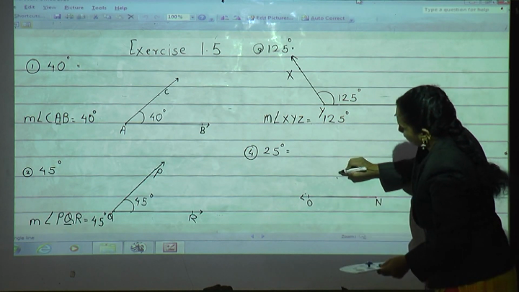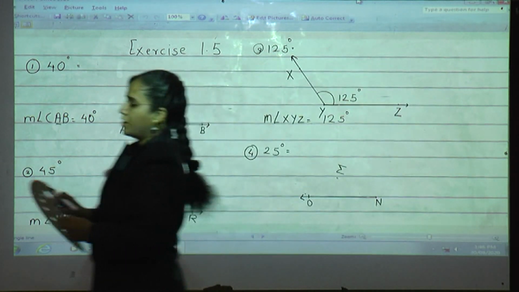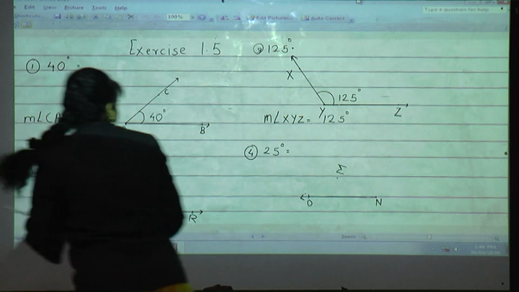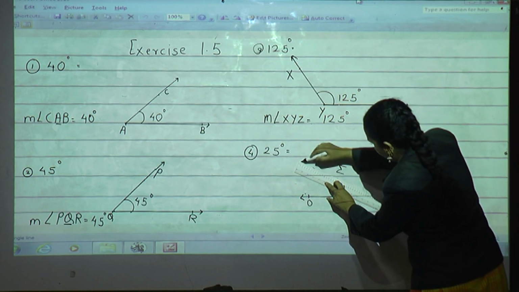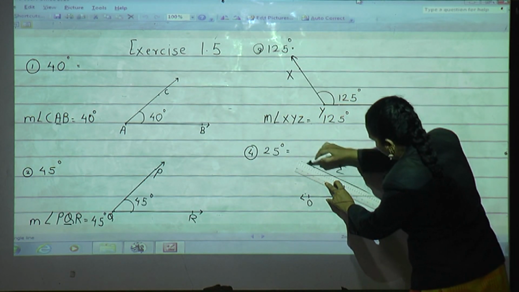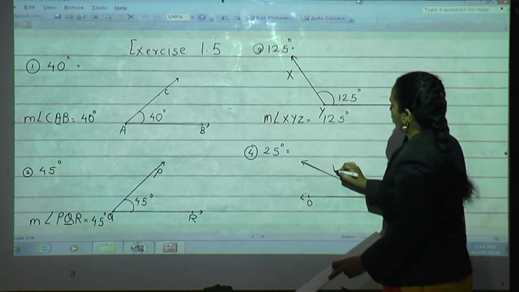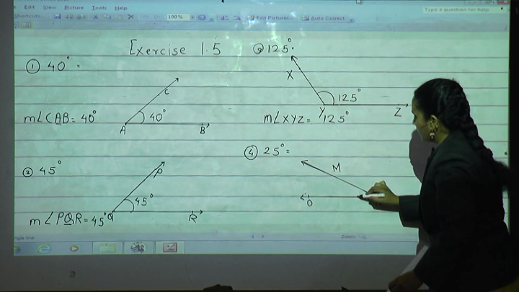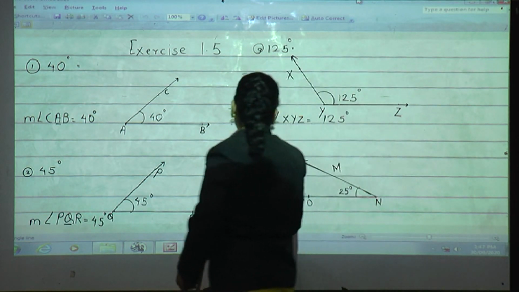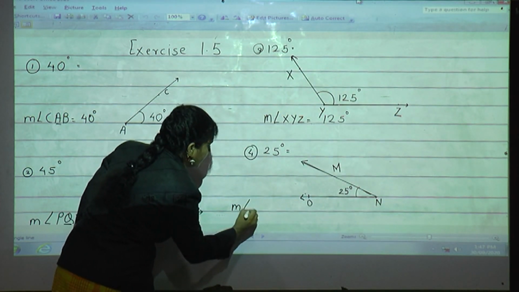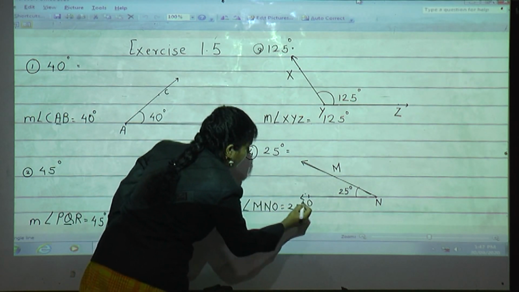Now give the name, point M, and join the ray. So we got our angle MNO, 25 degree. See, and just write here: Measure angle MNO is equal to 25 degree.